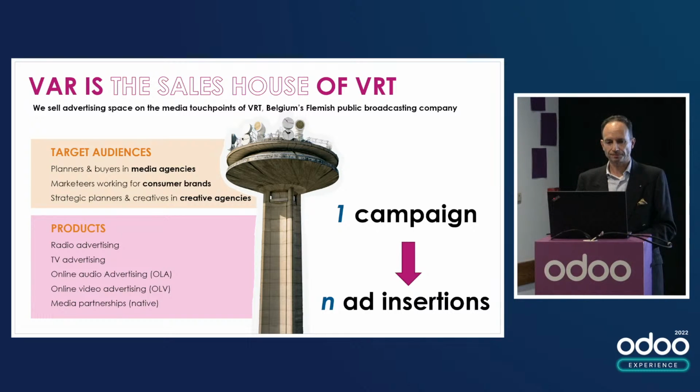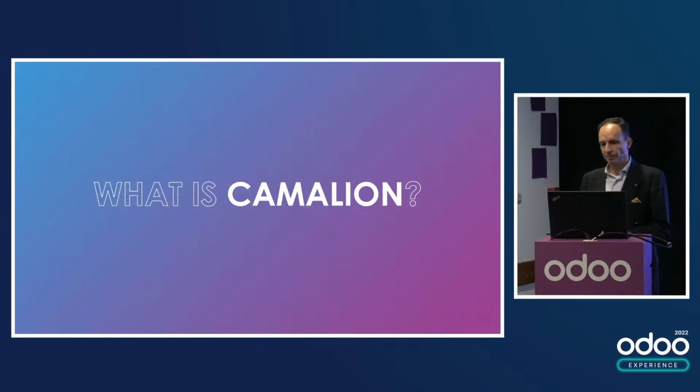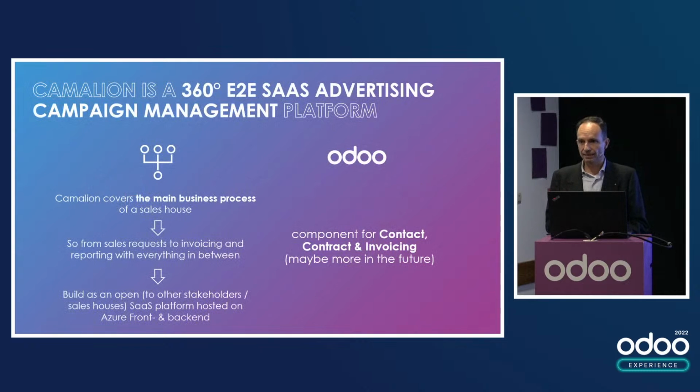So if you listen to the radio through your app on a smartphone, or if you watch VRT MAX, that's what we do. Now, to give you a bit of a context just before I enter into Odoo itself, let me say a word about Camalion. Camalion is the project where Odoo fits in, and if you wonder what kind of animal that is, Camalion stands for Campaign Management, Linear and Online, which should make sense based on what I just said before. So what kind of animal is Camalion?